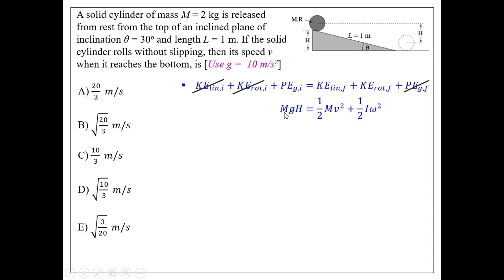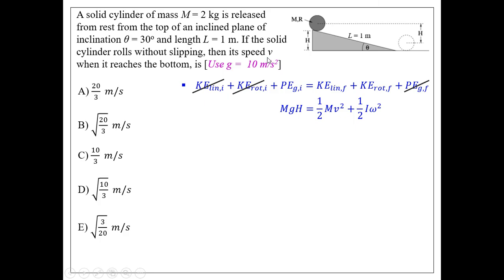PE by definition is just mass times gravity times the height that it's at, and then KE linear is just 1/2 mv squared, and KE rot, analogous to KE linear here, is just 1/2, but instead of mass it's moment of inertia, and instead of v linear it's angular speed squared. I'm gonna go ahead and substitute out I and omega because I need to find v.